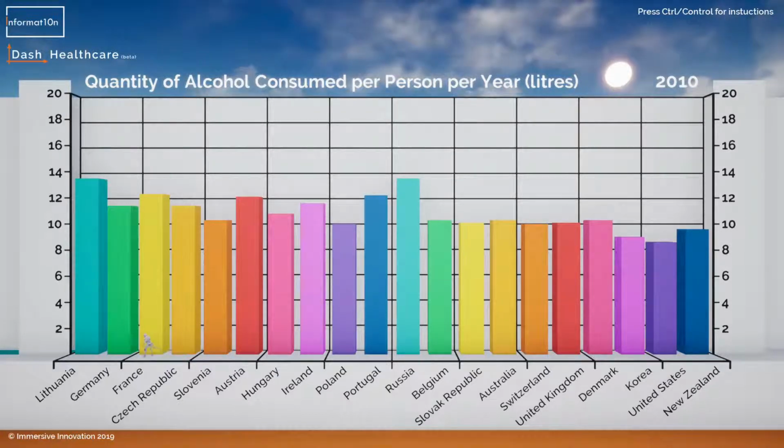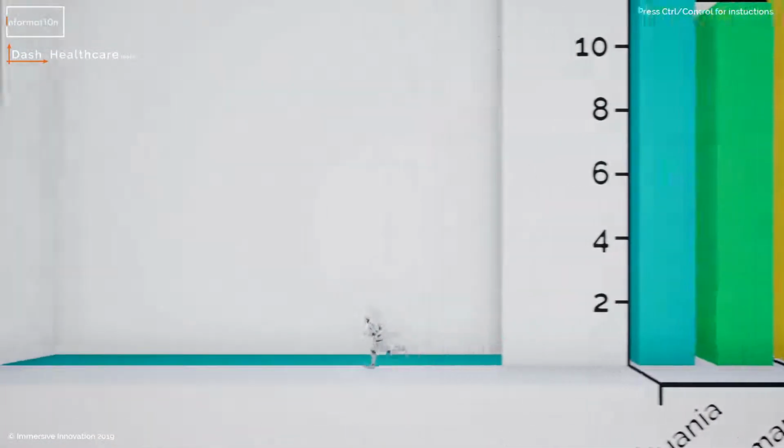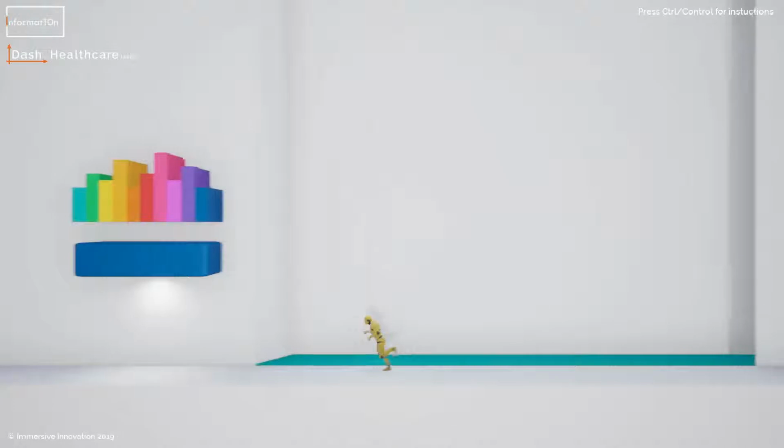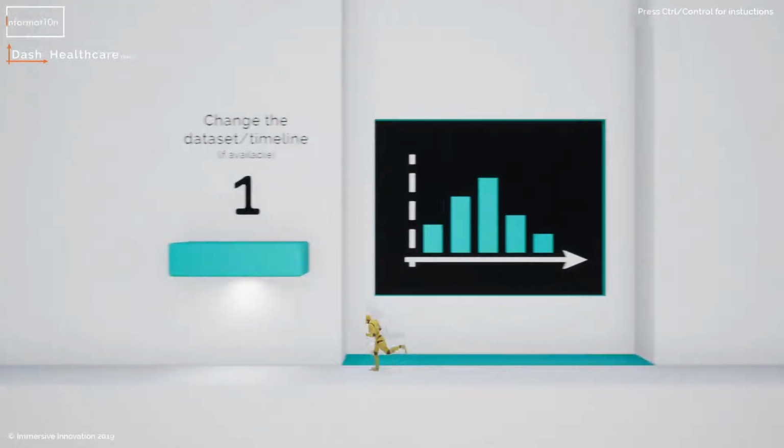Okay, so that's a bar chart. There are a couple of other little features. I'm just going to zoom back in on my character. You can also change the color of your character avatar just by pressing the C key on your keyboard.